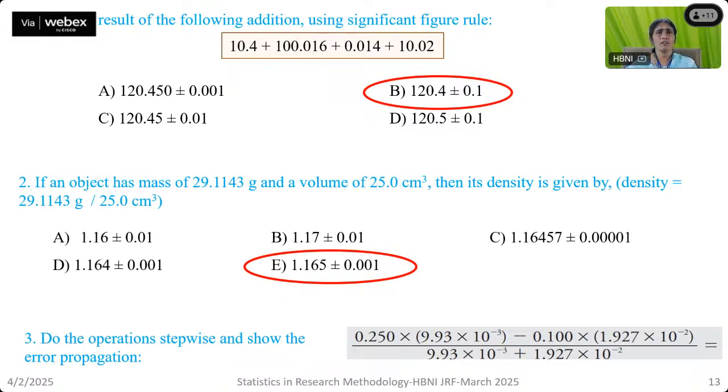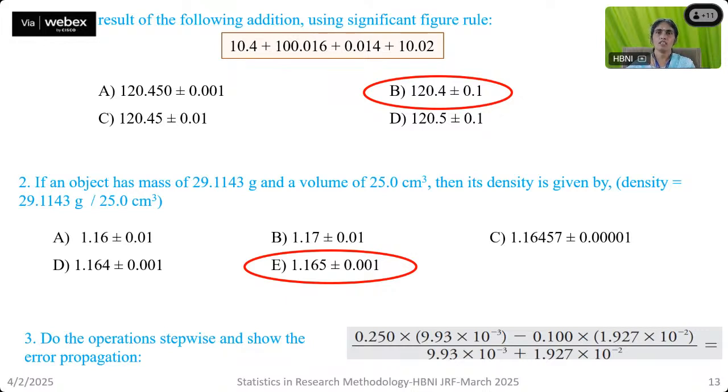The first two are very easy for you to do because they were almost single-step measures. Now in the third one, the expression shows that there are two or three multiplications in the numerator.